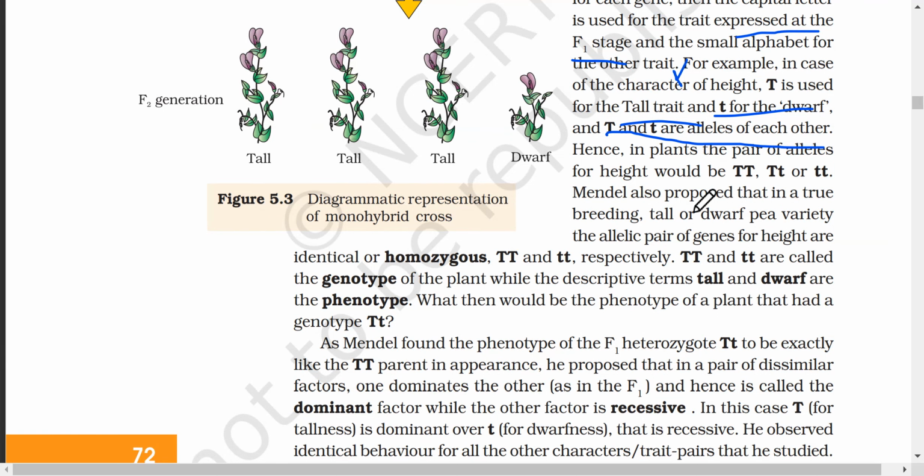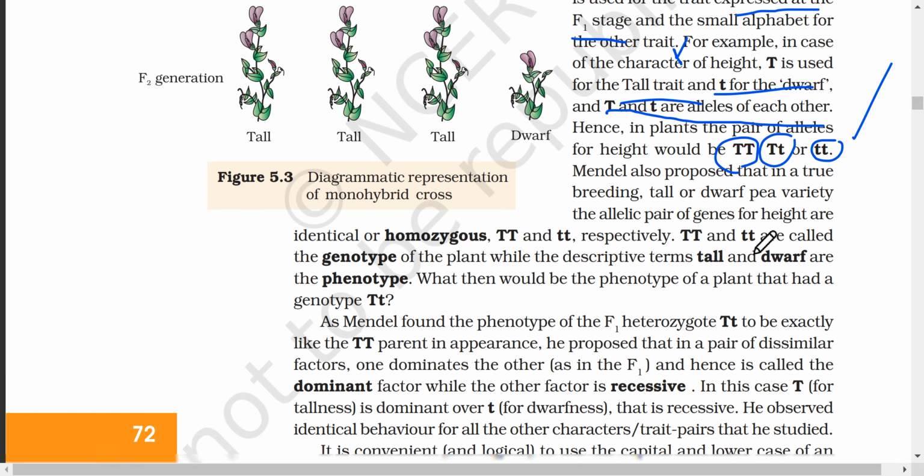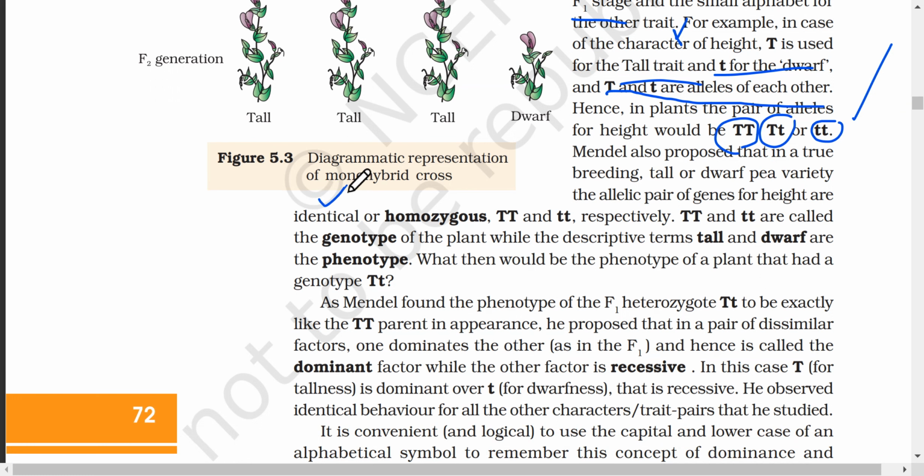Hence, in plants, the pair of alleles for height would be capital T, capital T, capital T, small t, or small t, small t. These are all the possibilities. Fine. Mendel also proposed that in a true breeding tall or dwarf pea variety, the allelic pair of genes for height are identical or homozygous. True breeding, I already told you there's homozygosity. You have selfed it so many times that it'll represent a certain trait only now, and that too homozygous condition में. So this is true breeding.